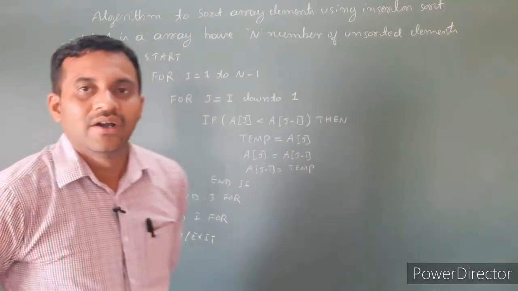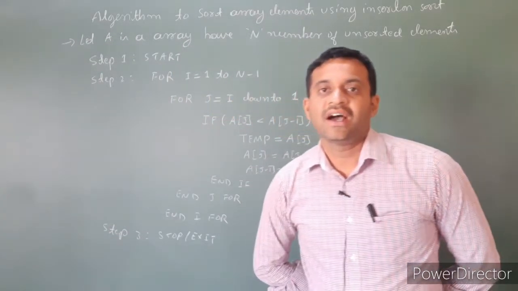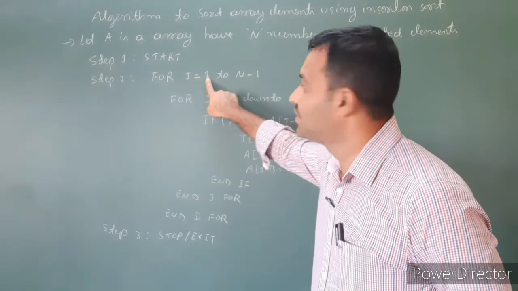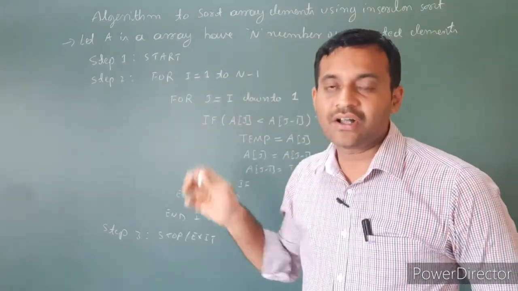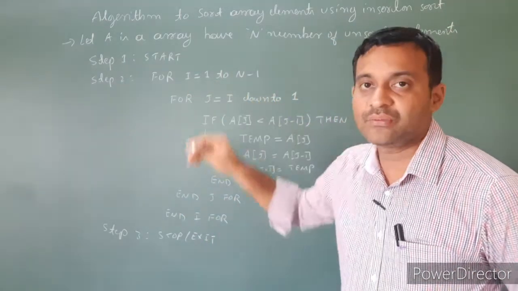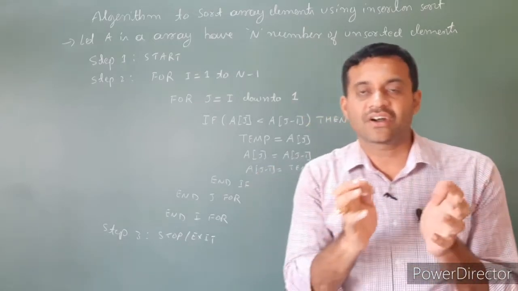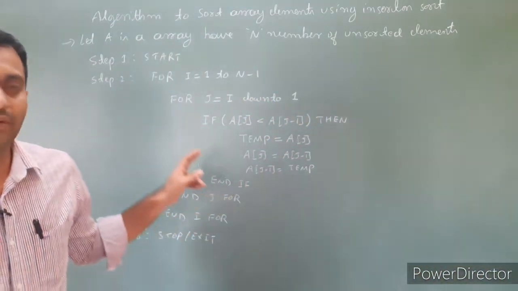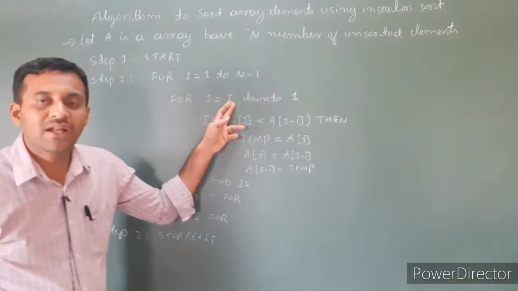This is an algorithm to sort the array elements. See here what we have done: initialize i equals 1 to n minus 1. We have to access all the unsorted elements. We have to avoid the first element because we know that the first element is a sorted element. See the for loop j. In the for loop, j begins with the i value.